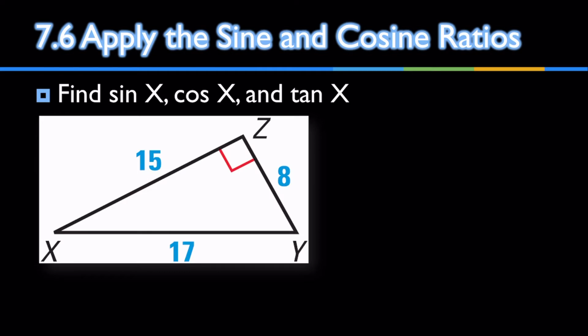So let's find sine x, cosine x, and tangent x of this triangle. All right, so the angle we're using is that angle. Sine is opposite over the hypotenuse. So go across the triangle. The 8 is the opposite. The 17 is the hypotenuse. So sine is 8 over 17.